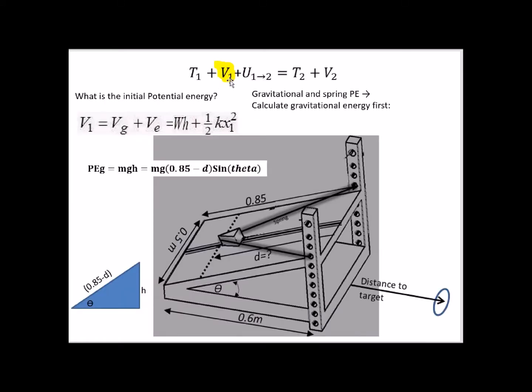Potential energy starting out, for our situation, is going to be both from gravity and from the springs. Let's do the gravity first. That's not too bad. So mgh.